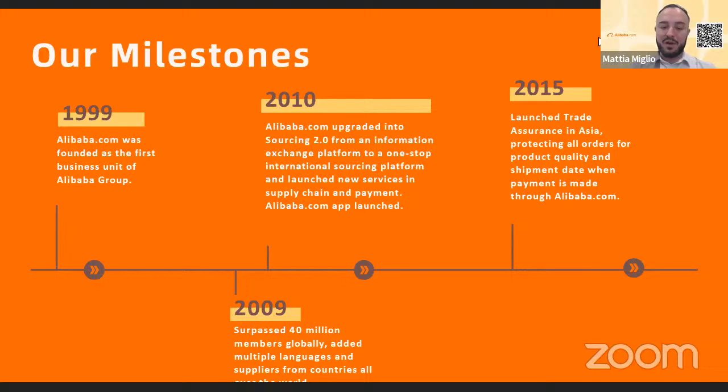Our company was founded in 1999 and was the first business unit of Alibaba Group. In 2009, we supported 40 million members globally. In 2010, we upgraded into sourcing 2.0. Our platform went from an information exchange platform like the Yellow Pages to one-stop international sourcing platform. In 2015, we launched the trade assurance in Asia, protecting all orders for product quality and shipment date when payment is made through Alibaba.